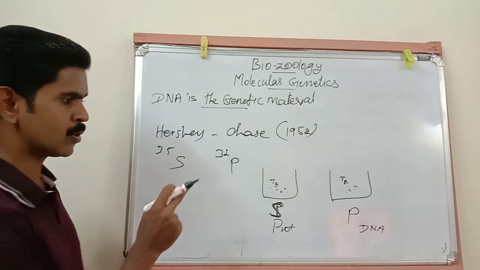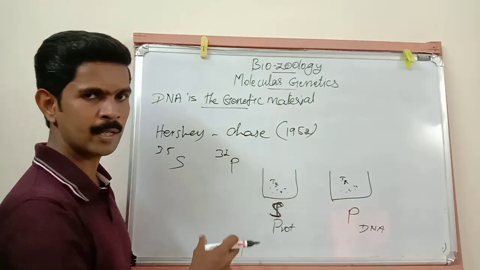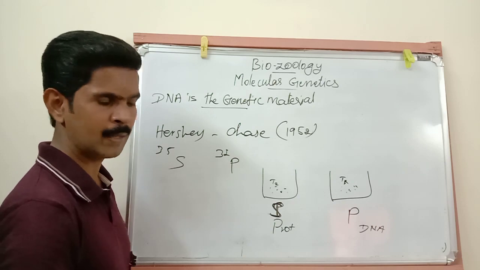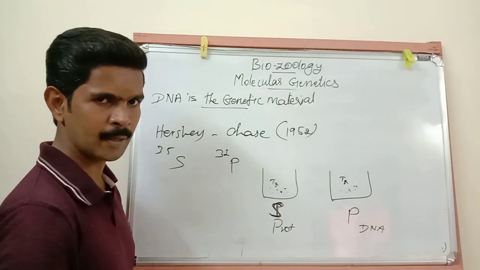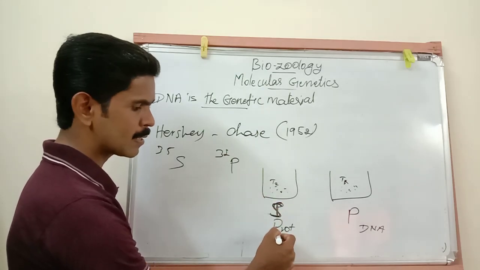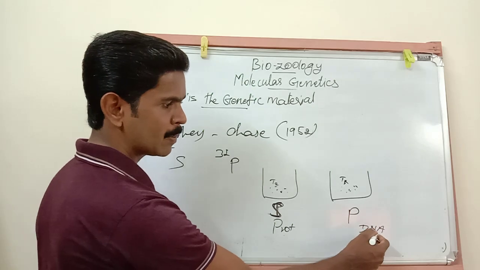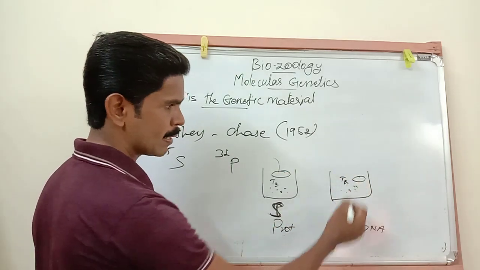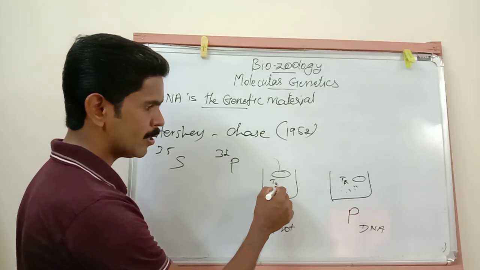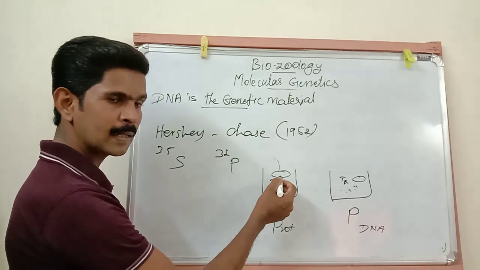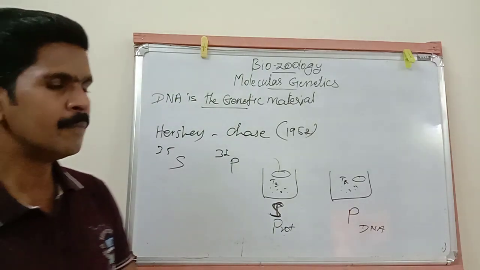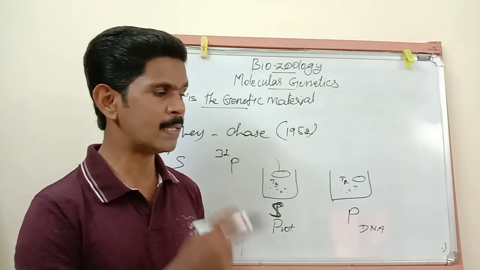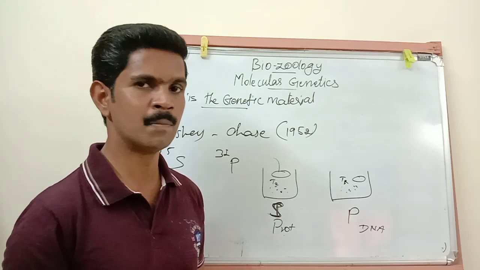So listen very carefully. To do this experiment, first they took two culture media. In one culture medium they added sulfur, and in the other they added phosphorus. T2 bacteriophage virus was also added in both culture media. Here the sulfur-containing culture medium is marked as protein, and the phosphorus-containing culture medium is marked as DNA. Understand? Now they added a bacterial cell to these culture media. Immediately the bacteriophages present in the two culture media attack the bacterial cells. Already I told you these two scientists did this experiment to prove that DNA is the genetic material in most organisms.